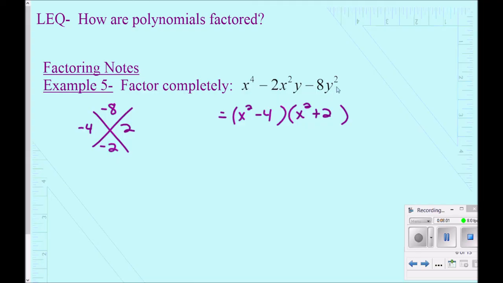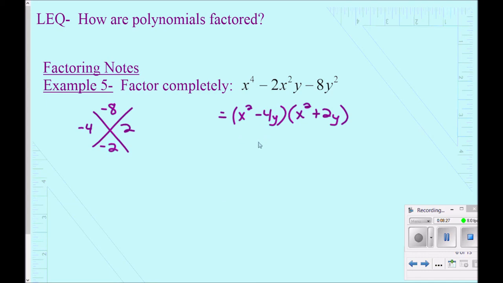So I know, because I'm missing the y squared there, I'm going to need a y and a y. And again, if I wanted to, I could check that by multiplying. When I do the outer, I get 2x squared y, and the inner -4x squared y. When I combine those, I would get a -2x squared y. So it works. So now I have to check this to see if it's factorable further. The second's a plus, so no.